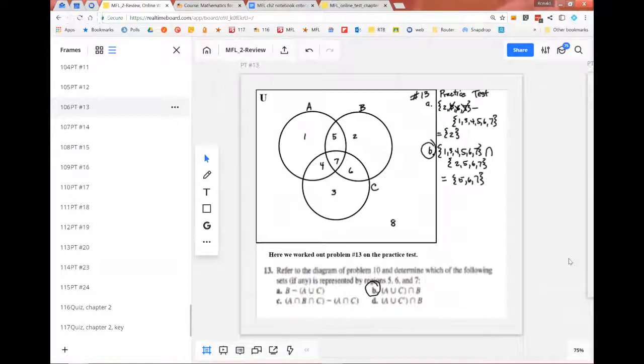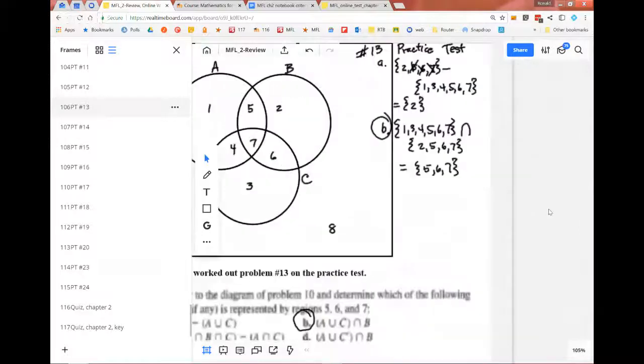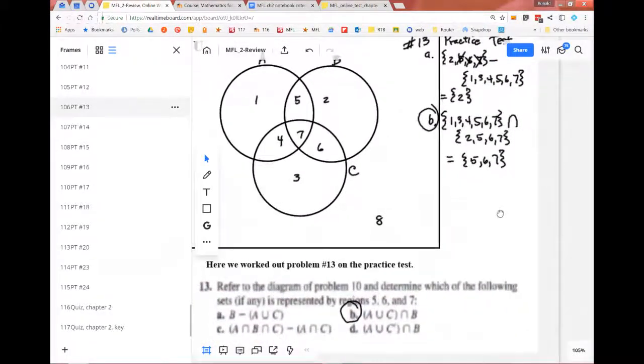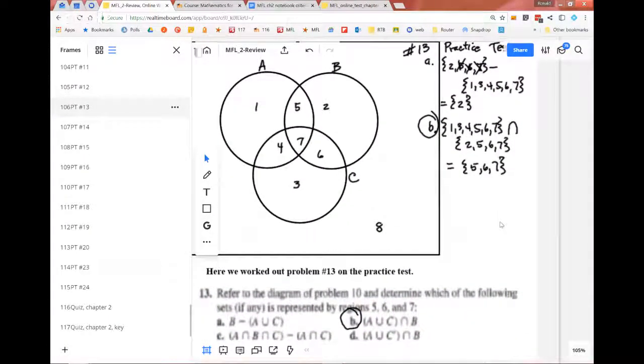So we've got the diagram up. Determine which of the following, if any, is represented by regions 5, 6, and 7. Okay, so basically what we're going to have to do is work out problem A, problem B, problem C, problem D. This becomes kind of a long problem. So you can see I started to do that at the top. All right. So let me make this a little bigger. So up here we're doing B minus A union C.